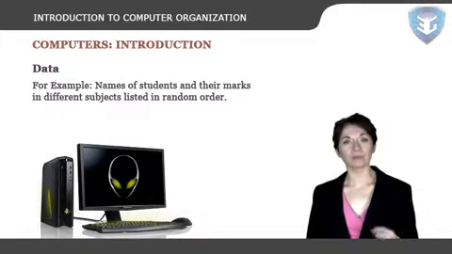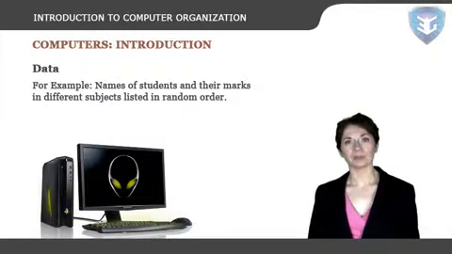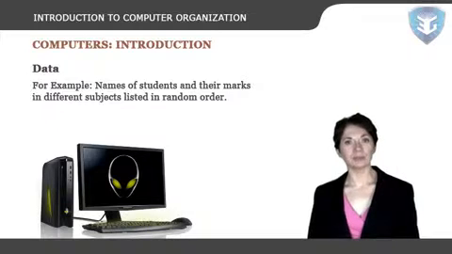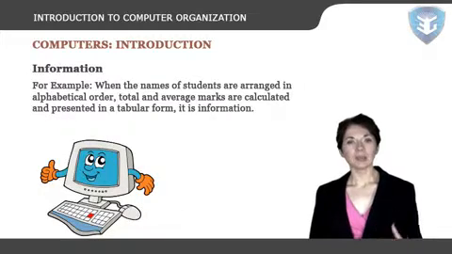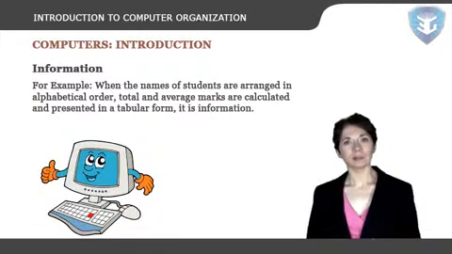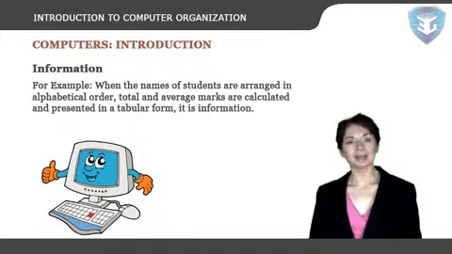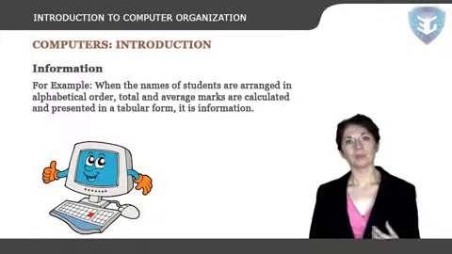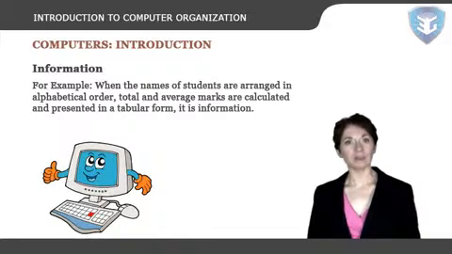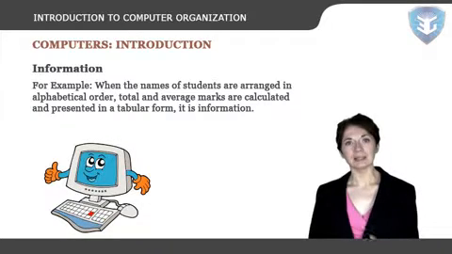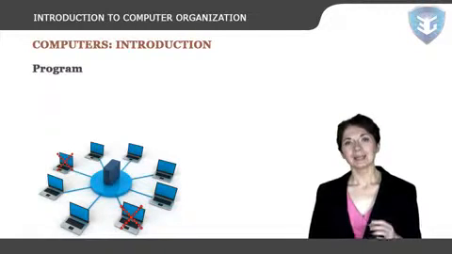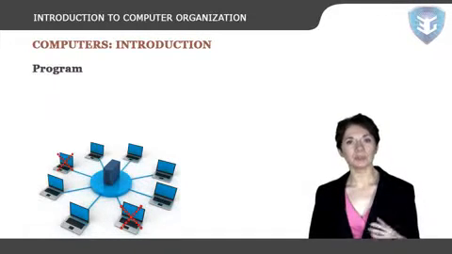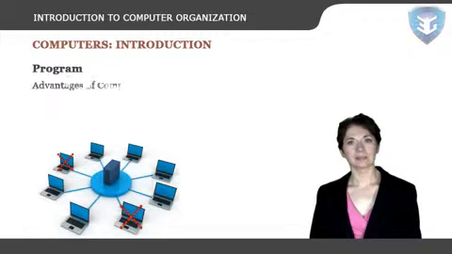Data. It is the collection of raw facts, figures, and symbols. For example, names of students and their marks in different subjects listed in random order. Information. It is the data that is processed and presented in an organized manner. For example, when the names of students are arranged in alphabetical order, total and average marks are calculated and presented in a tabular form, it is information. Program. It is a set of instructions that enables a computer to perform a given task.